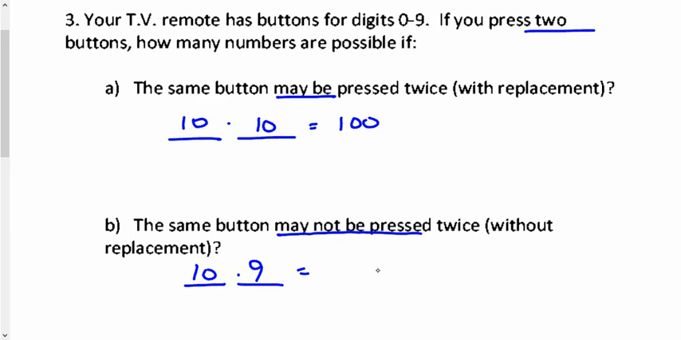That means that if we do this without replacement, you could actually only reach 90 channels, right? Because it would be impossible to get to channel 55 or to channel 33 or to channel 77, 88, 99, 00. All those would be impossible if you're not allowed to push the button more than once.